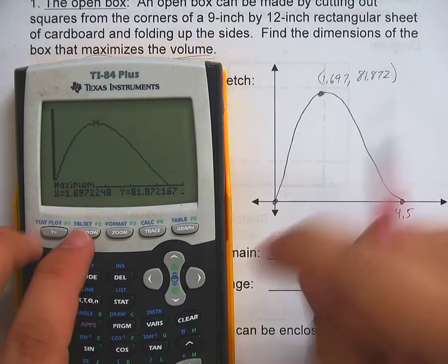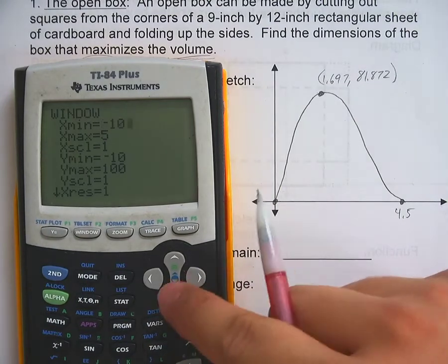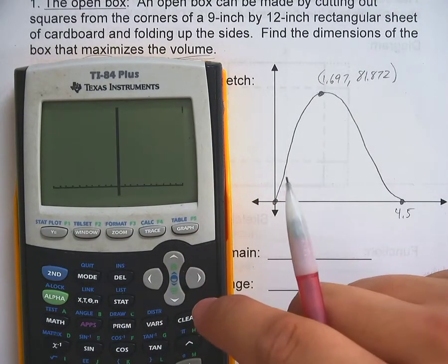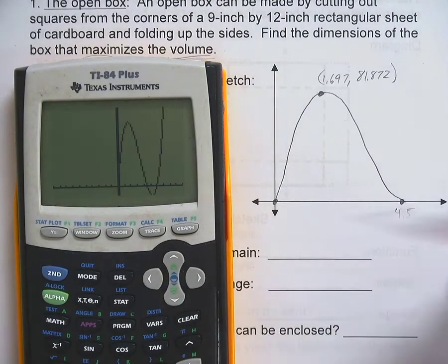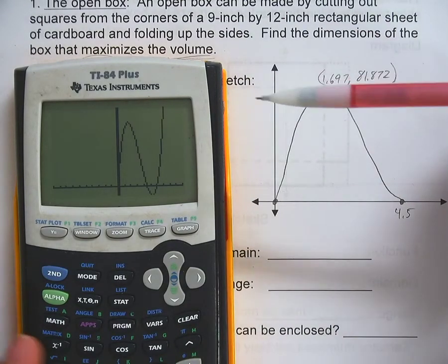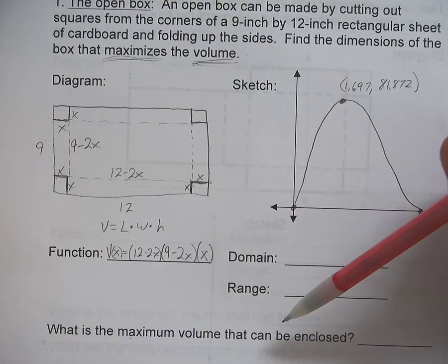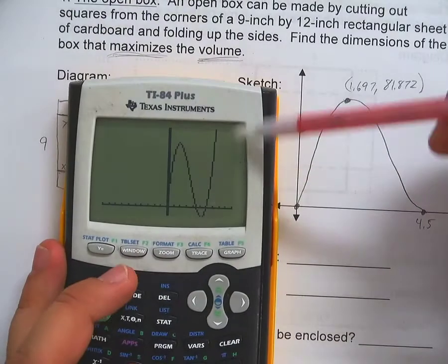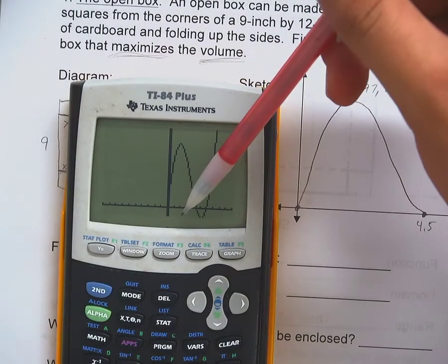Let me go back to my window just so you can see this. I just want to show you what this thing actually looks like, because it's a cubic function. It's a cubic function because you're multiplying 2x, 2x, and x, so it's going to be cubed. Remember, x is the height of the box.